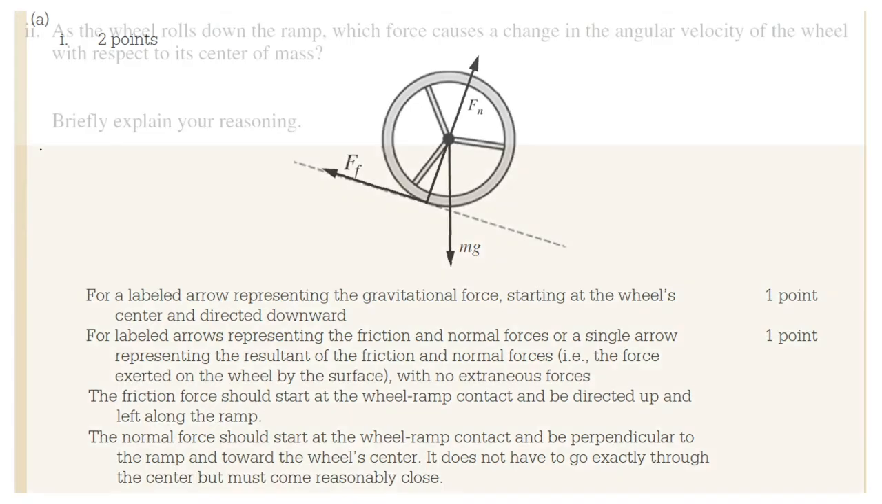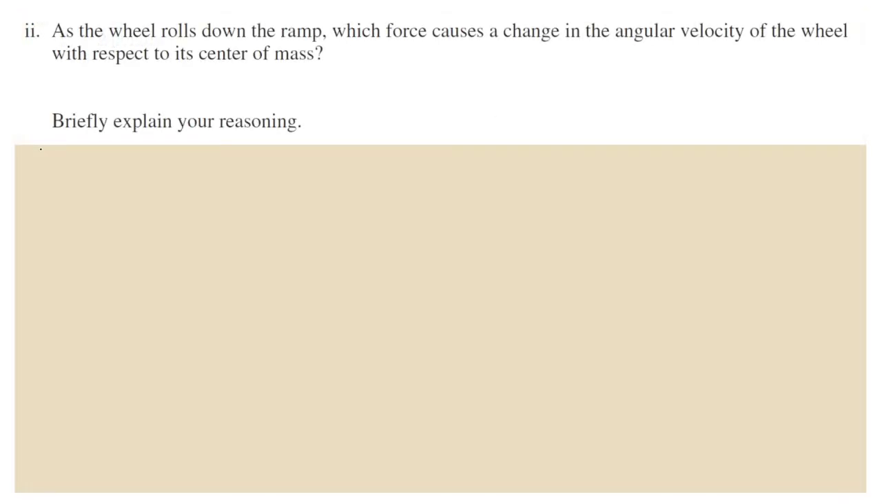All right, moving on. The next part here says, as the wheel rolls down the ramp, which force causes a change in the angular velocity of the wheel with respect to its center of mass? Briefly explain your reasoning. Now, I like this question because it really forces you to pay attention to what's going on. The fact that they're asking you here which force causes a change in the angular velocity, I hope everybody realized, was basically their way of asking which force causes a torque.